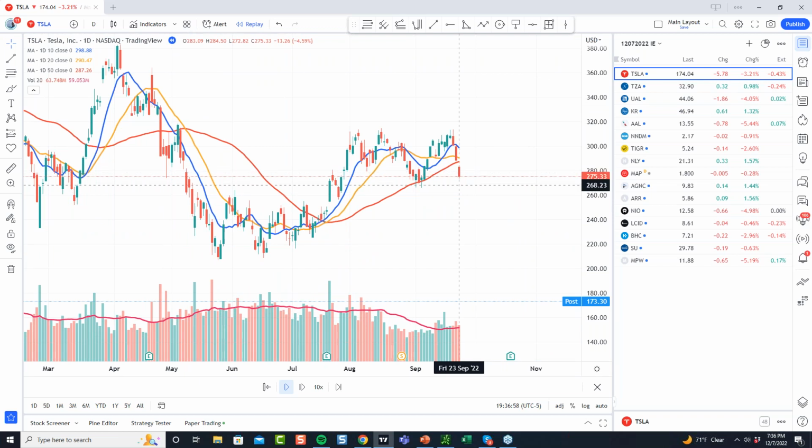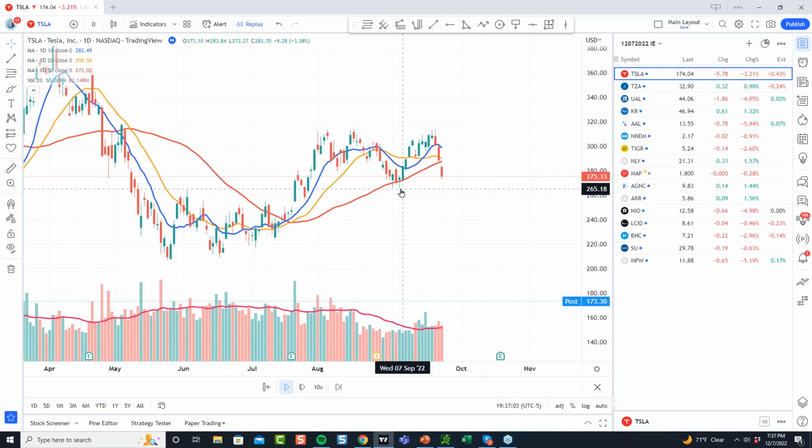This is a close. I know there are lows here, but the close price is most important. So this day, the 23rd, was the first close below the 50-day moving average for Tesla since back in July. So we're talking about two months. That is a potential reversal.